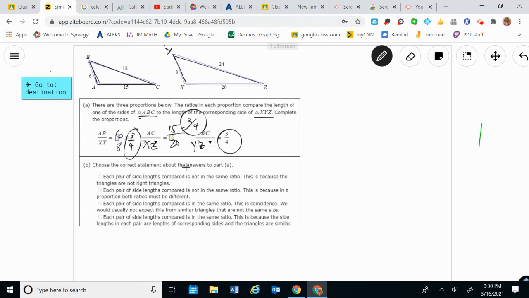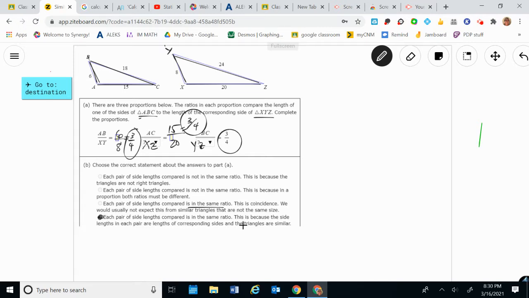Okay, so come here, choose the correct statement. It says each pair of side lengths compared is not the same ratio. Well, it is, so move on. Each pair of side lengths is in the same ratio. This is coincidence. We would not usually expect this from similar triangles that are not the same size. No, that's not right. Okay, so it must be this one.